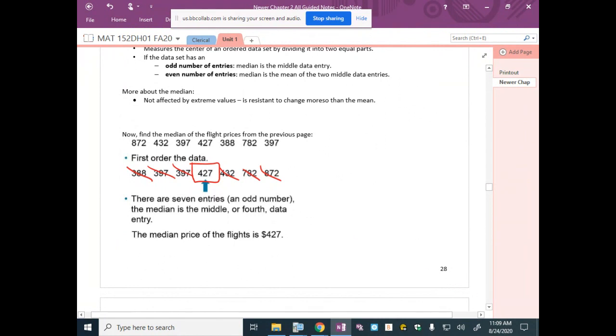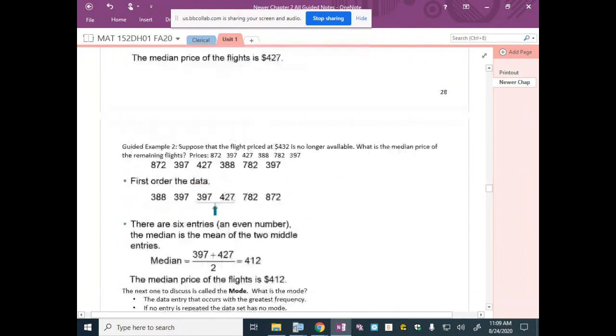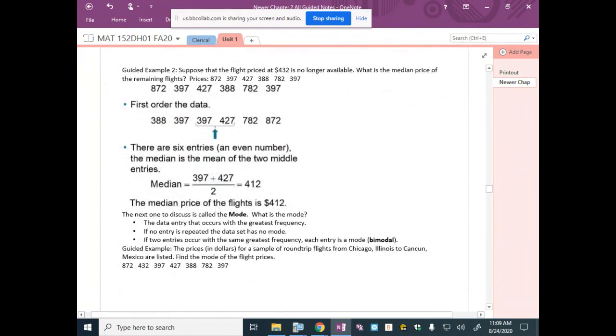All right, so the median of these flight prices is $427. Now, if I took the $432 one out, we would want to reorder that data. And if you notice, there are 2 in the middle. So basically, you'd have to find the mean of those 2. And that would be $412.